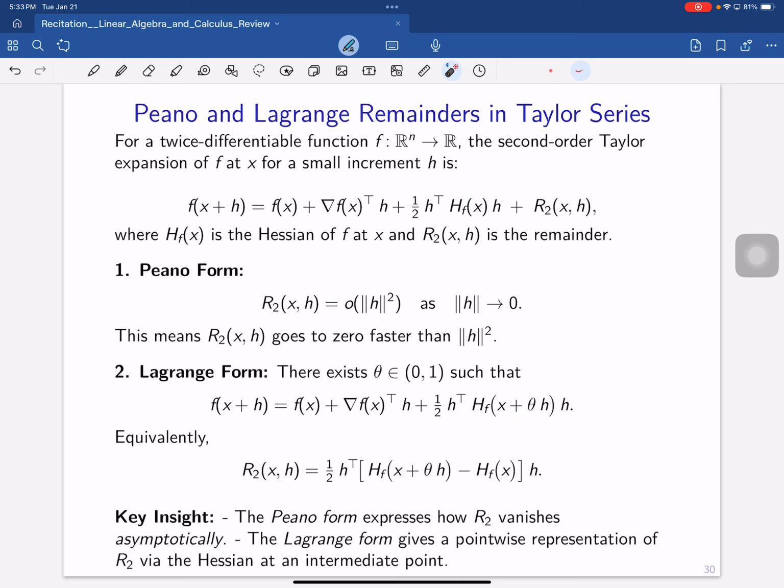Okay, so in other words, if you use the Hessian evaluated at x, it will not be exact, right? But you know that the exact Hessian is somewhere between x and x plus h. That's why you have this theta parameter here between 0 and 1, right? When theta is equal to 0, you have the Hessian at x. When theta equals 1, you have the Hessian at x plus h. But what you know is that there exists a theta between 0 and 1 that will give you the exact approximation. Okay.